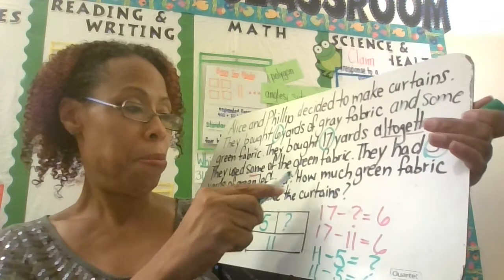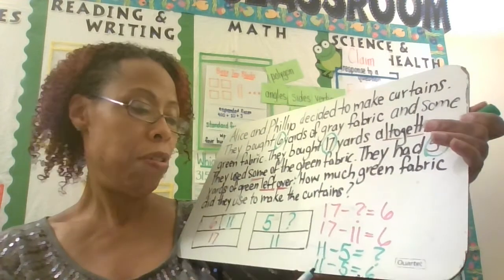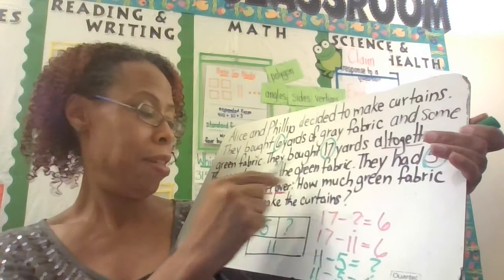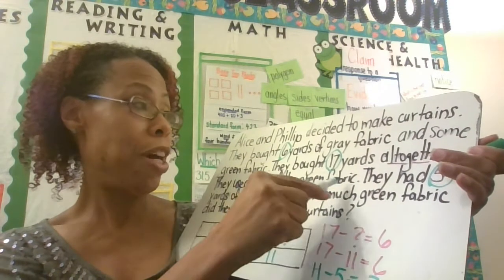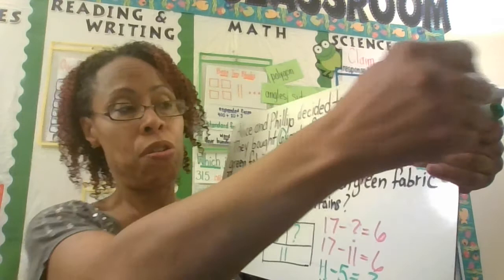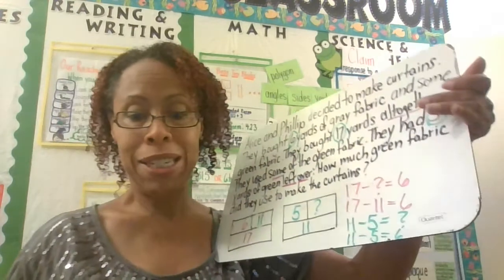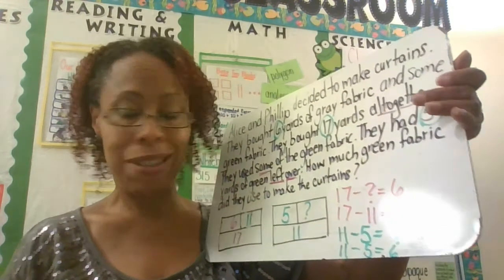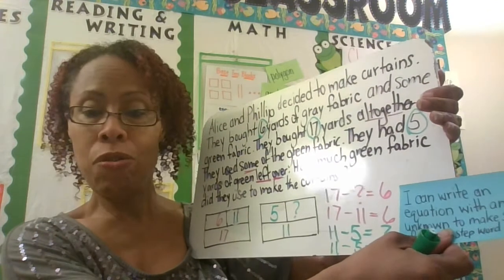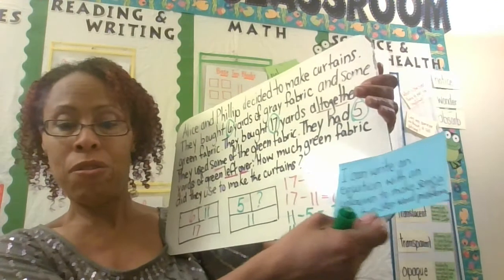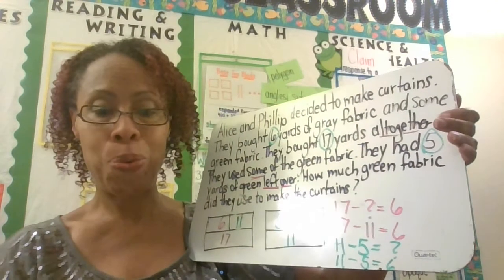All right, so how much green fabric did they use to make the curtains? They used 6 yards of green fabric to make curtains. Always write and speak in complete sentences. We look forward to you writing an equation with an unknown to make sense of a two-step or multi-step word problem.